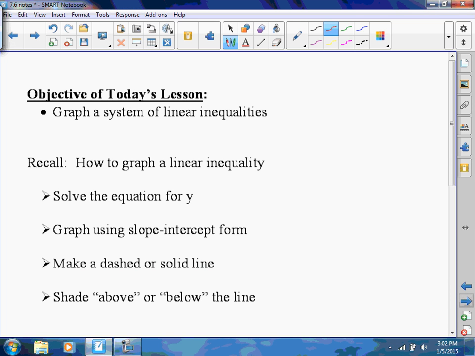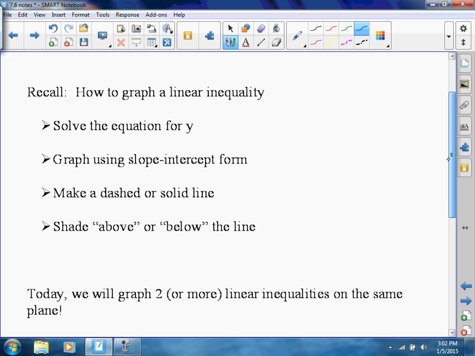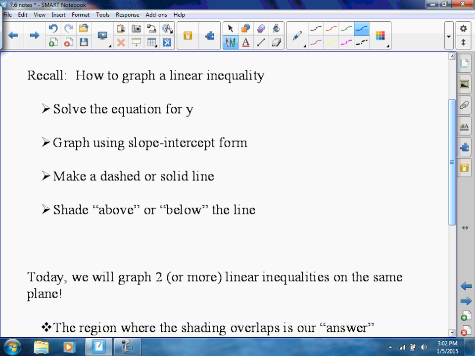Today we're going to graph a system of inequalities. That means we're going to have a line, or two lines, or three lines that we're going to have to graph on the same coordinate plane, and then we're also going to have to make sure if they're solid or dashed lines, and then we're going to have to shade. This is like what we did in the past with graphing linear inequalities.